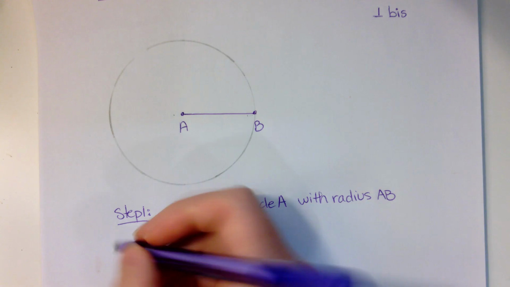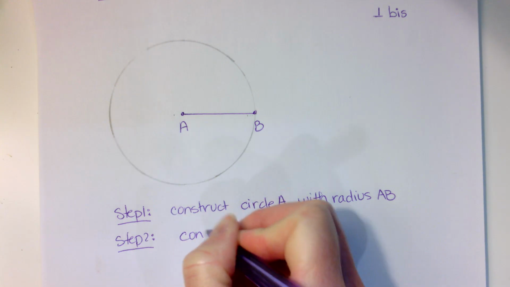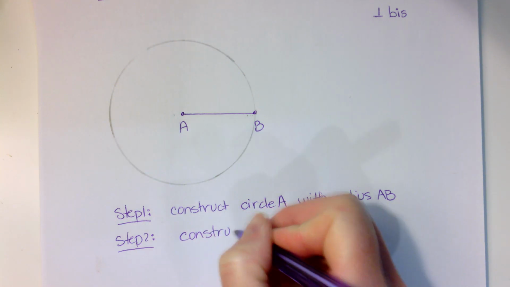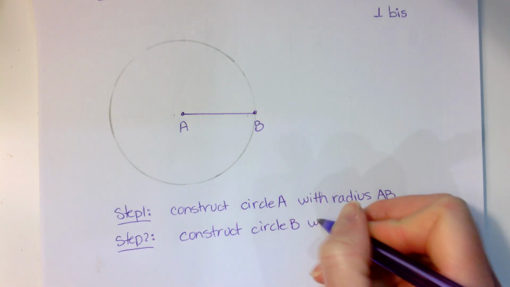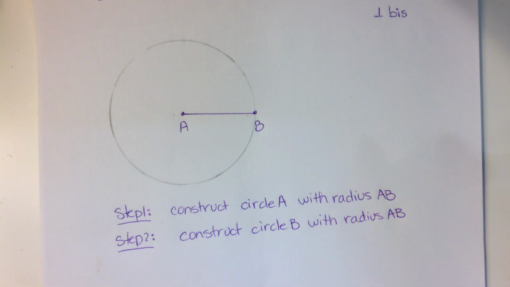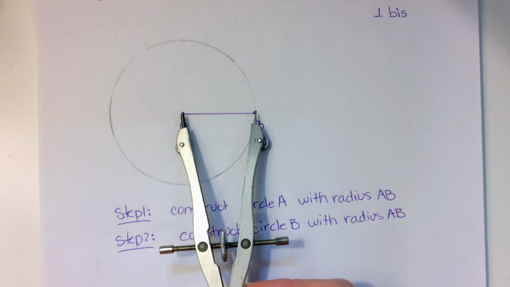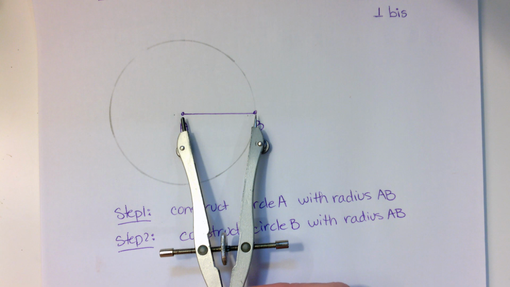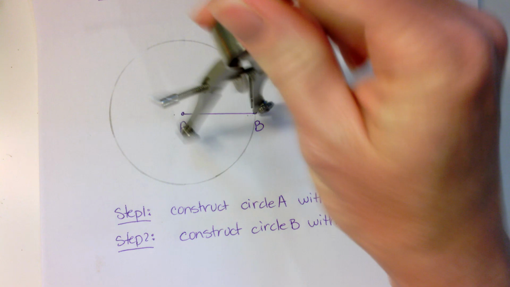So now we're going to do step 2. We're going to construct a second circle. This one's going to be circle B. So my center is going to be on B, and my radius is going to be the same. So now I'm going to put my pointer on B. If your compass has moved, you're going to have to reset it. Mine has not. One nice thing about a dial compass is it holds your radius really well. So I'm going to put my pointer on B, my pencil on A, and I'm going to draw a circle again.